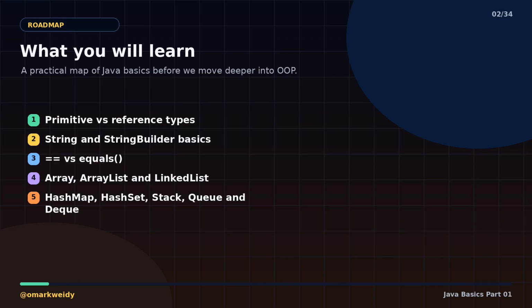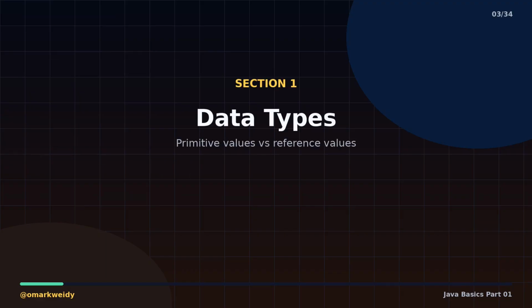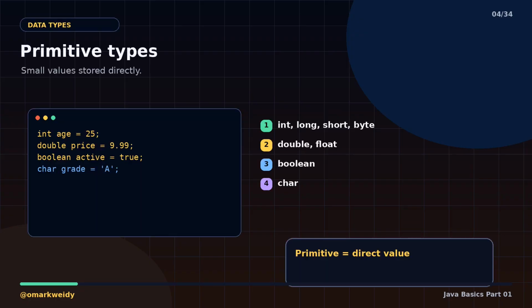First, data types. In Java, the most important mental model is primitive types versus reference types. If you understand this difference, many other topics become much easier. Primitive types store simple values directly. Examples are int, double, boolean, and char. They are fast and simple. When you write int age equals 25, age directly contains that value.